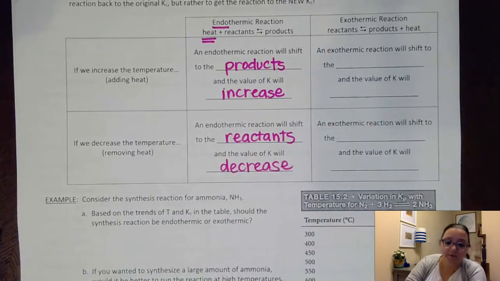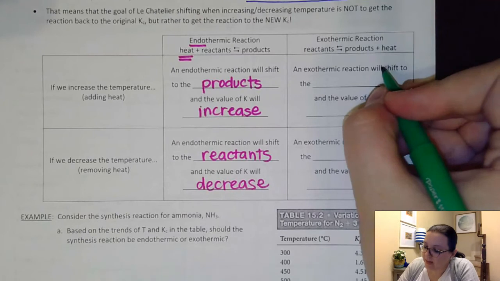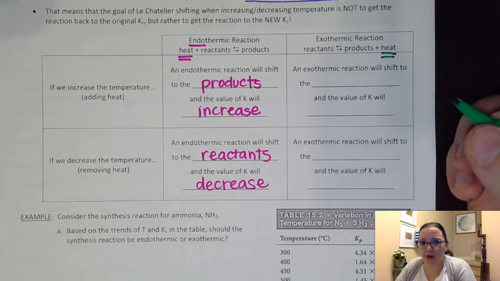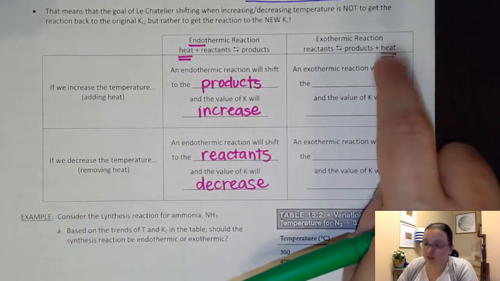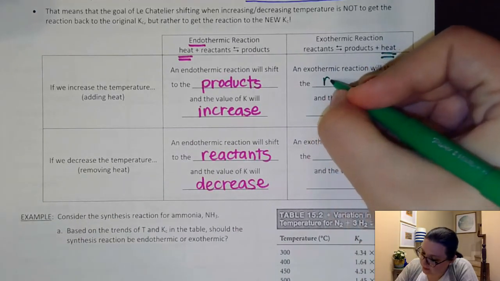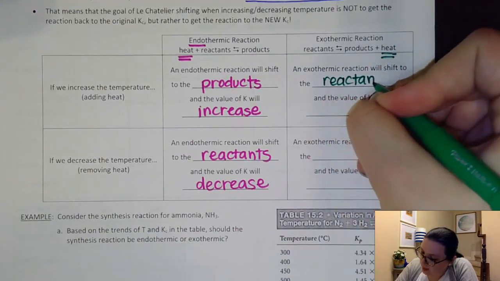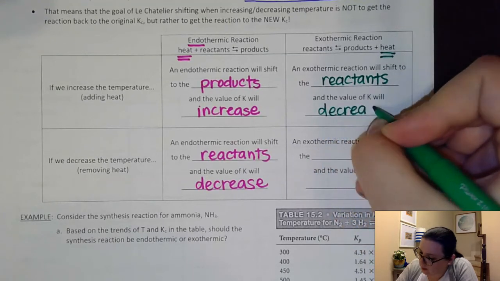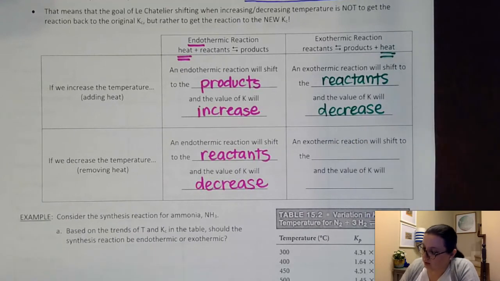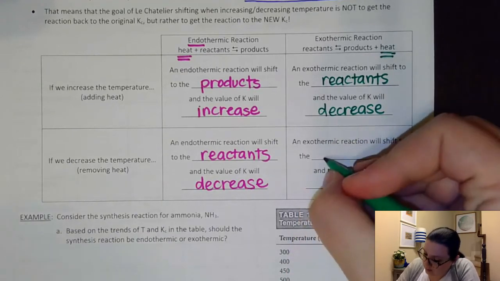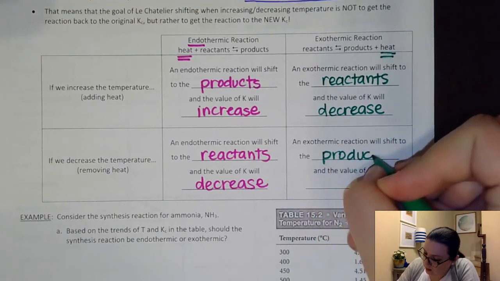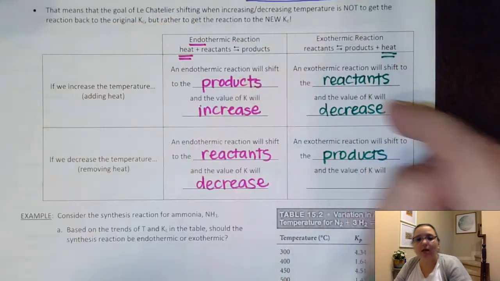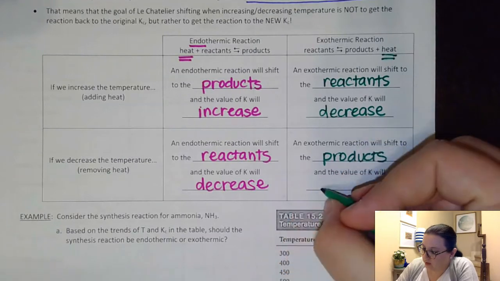Okay. However, exothermic, now all of a sudden my heat is on the other side. And if my heat's on the other side, then the effects that we're going to see are going to be exactly the opposite. If I'm adding heat in, I shift away from what we add, so that would be shifting to the reactants. And shifting to the reactants would cause my value of K to decrease. An exothermic reaction would shift to the product side if I remove heat, because again, I shift towards what I remove to replace it. And so that would cause your value of K to increase.